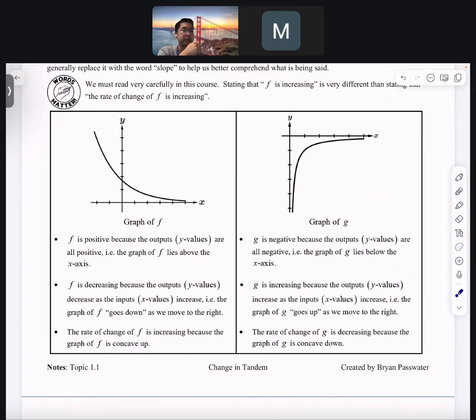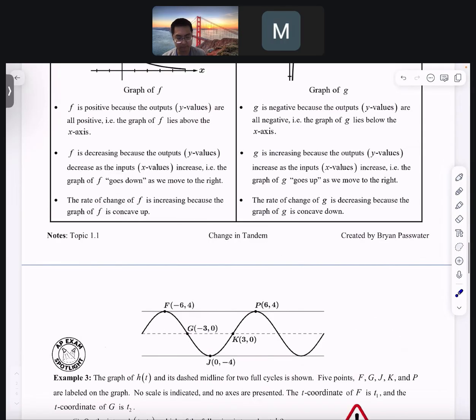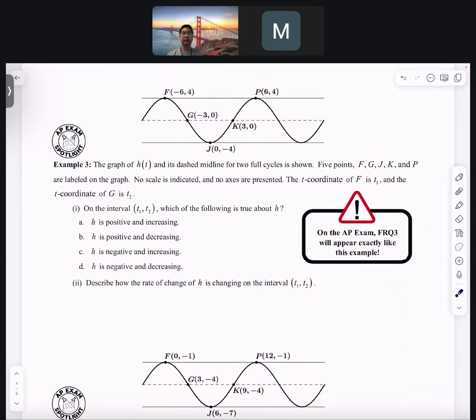Rate of change of g is decreasing, graph of g is concave down. If you see the graph of g is concave down, then that means the rate of change of g is decreasing. They're interchangeable. You have to connect those ideas together. All right, let's look at this.